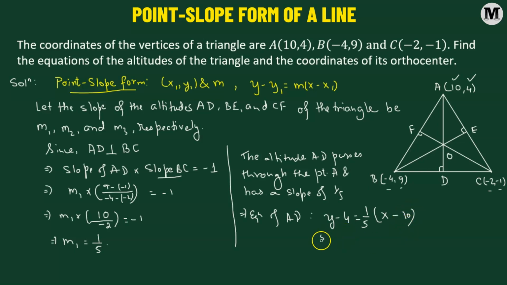Let's multiply it throughout by 5. So we have 5y minus 20 equals x minus 10. Rearranging the terms, we're going to transpose 5y to the right hand side. So we get x minus 5y, and combining positive 20 and 10, we get positive 10, which equals 0. So the equation of the altitude AD is x minus 5y plus 10 equals 0. Using a similar technique, we will be able to obtain the equation of line BE as well as CF. So let's do that.